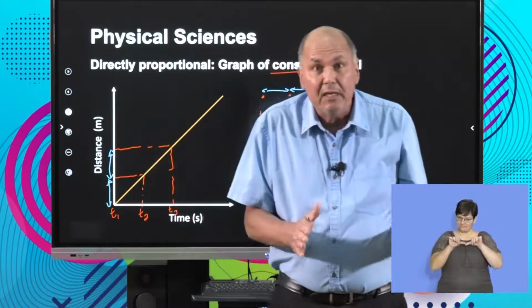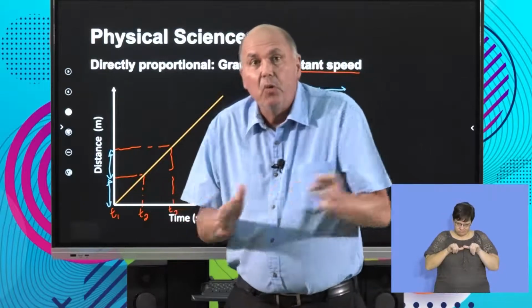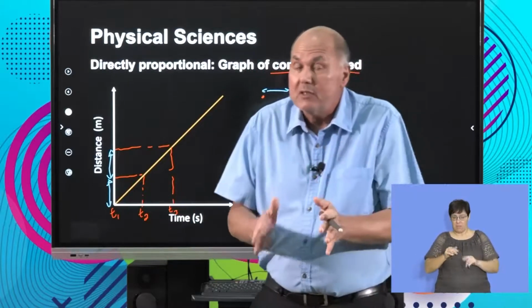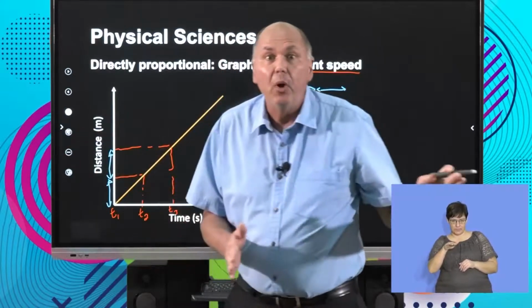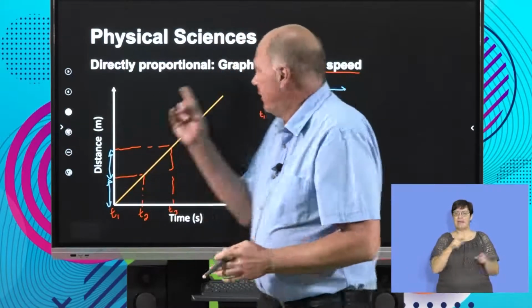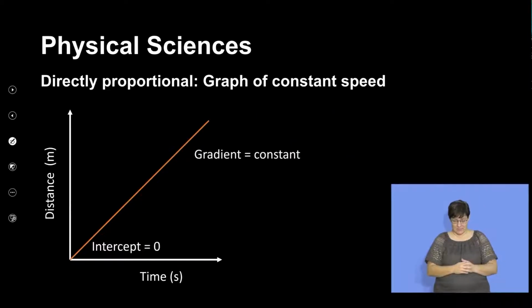What that is meaning is that we're going at a constant speed. We're not speeding up. We're not slowing down. We're going at the same speed throughout the measured time. Okay, now, having got that idea, let's have a look at the graph from a mathematical point of view.